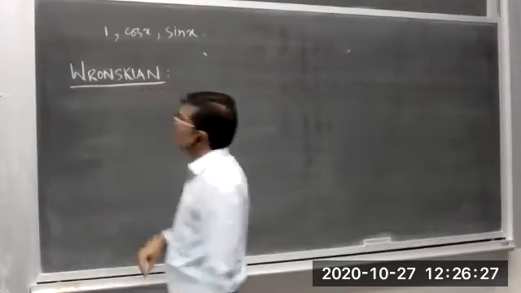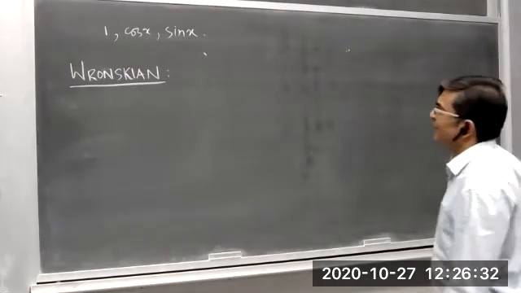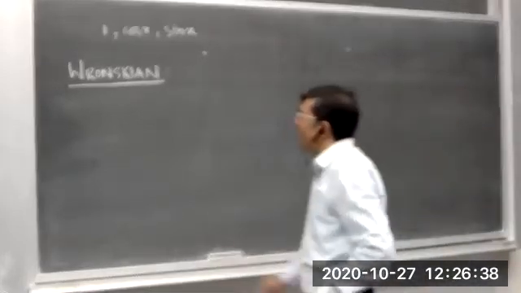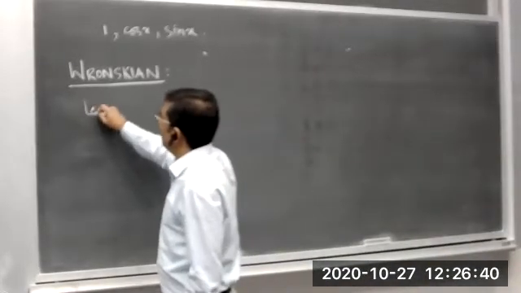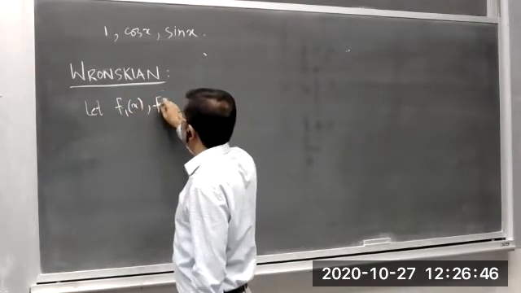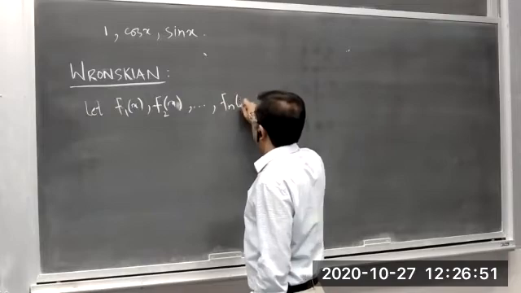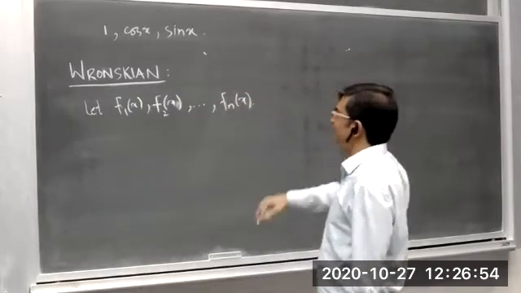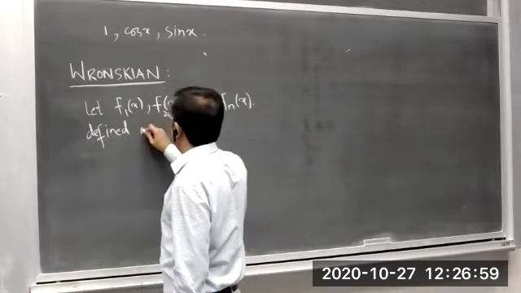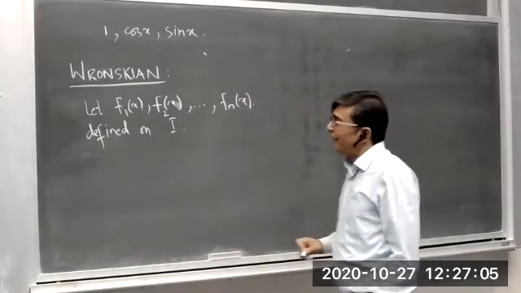Wronskian. Now, what is the Wronskian? The Wronskian basically helps us to find whether the given set of functions is linearly independent or not. And how do we define the Wronskian? Let f1 of x, f2 of x, and so on, fn of x be functions of x, all defined on the same interval I.